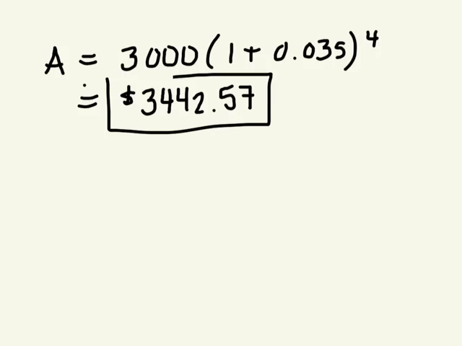Okay, who else got this as their final answer? Good. Well, if she started with $3,000 initially, that was her principal amount, how much money did she make over 4 years? Right, she made $442.57 just from having her money sit in that account for 4 years. She made that much money off of it.